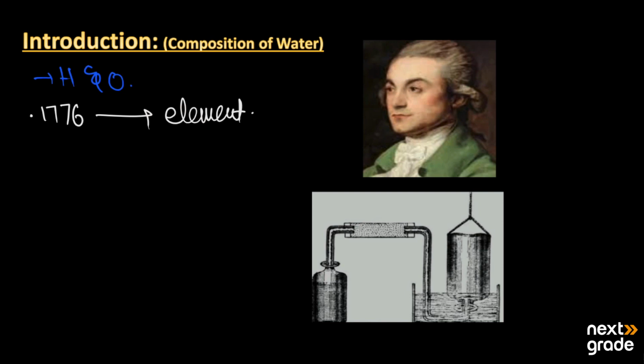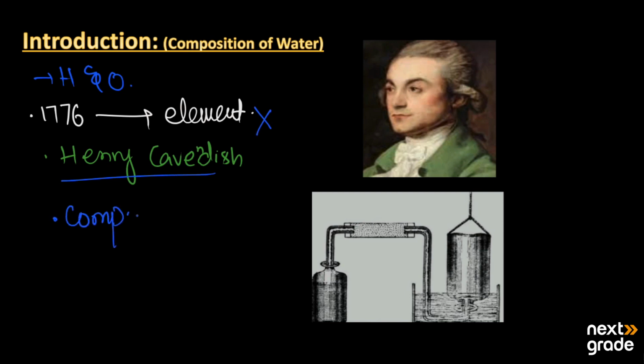It was the scientist whose name is Henry Cavendish. He proved experimentally that water is not an element. Basically, water is a compound, and it is made up of hydrogen and oxygen. So, this was the work of Henry Cavendish, who proved that water is a compound.